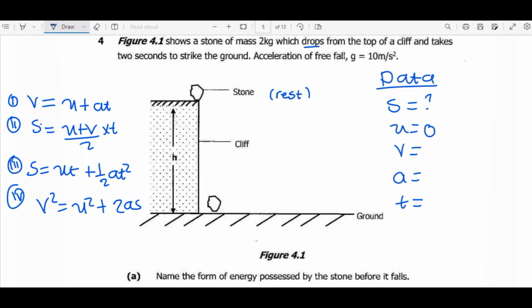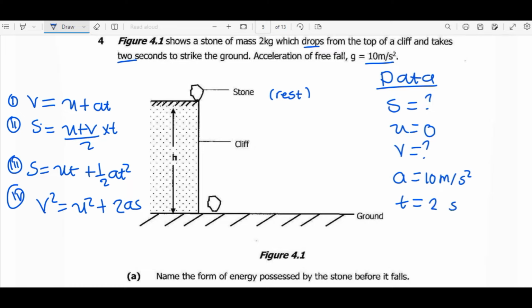Then what else? Final velocity, we don't have the speed at which this stone is hitting the ground, so put a question mark. The acceleration, we have this, the acceleration due to gravity, which is 10 meters per second squared. Then time, we have 2 seconds.